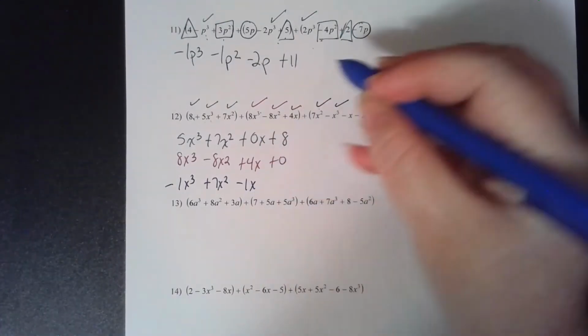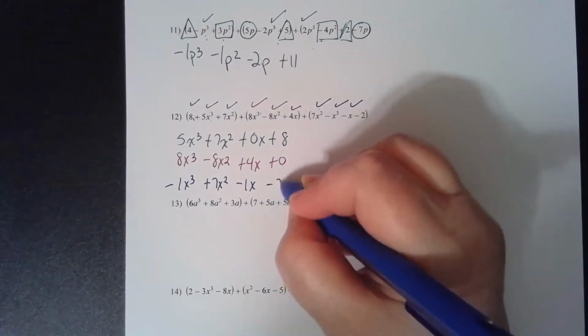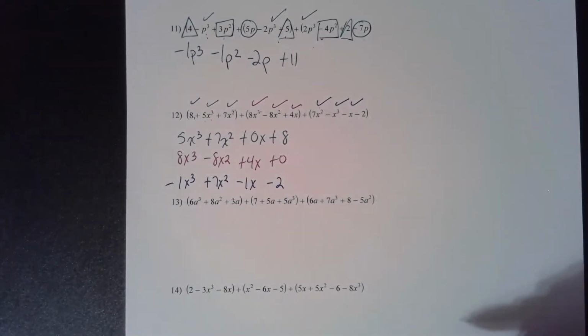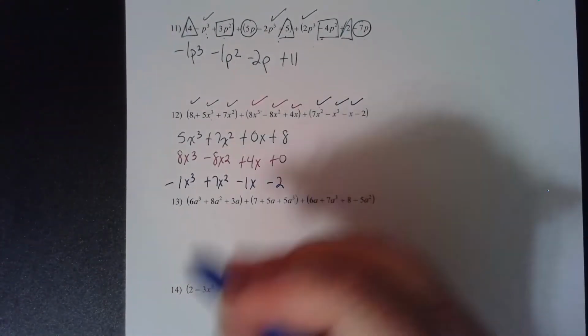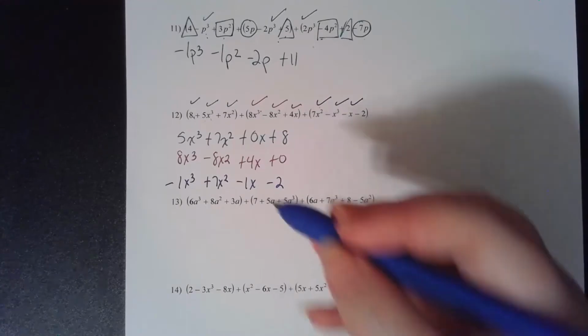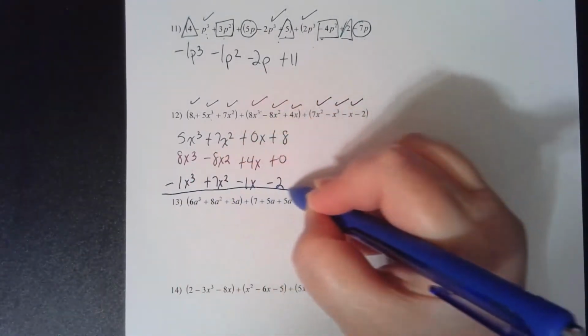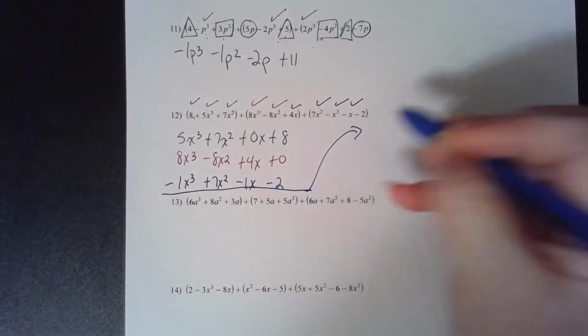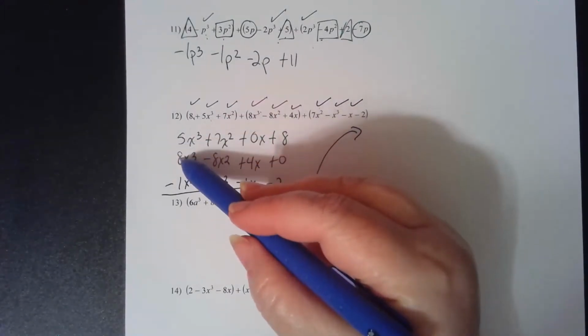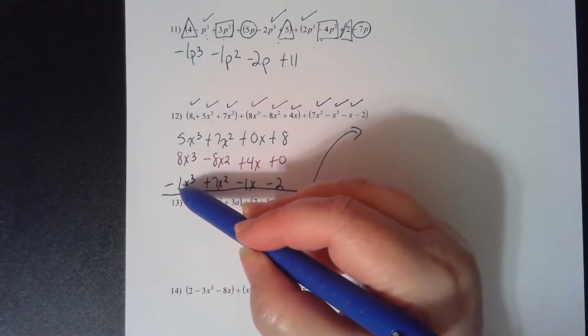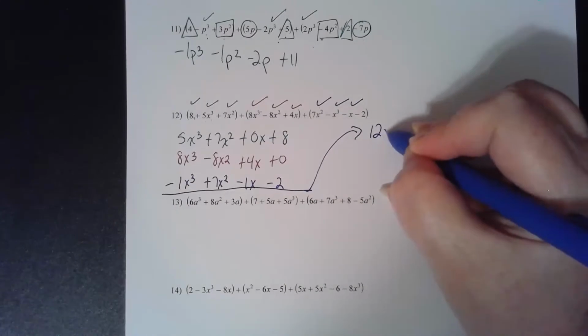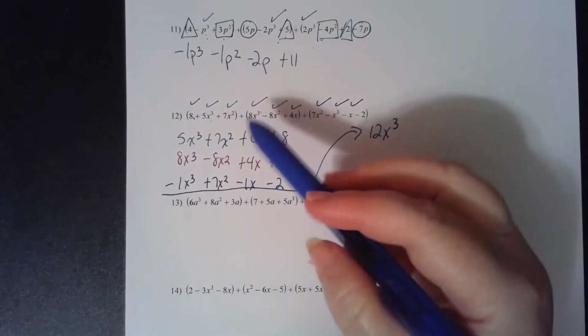Minus 1x minus 2. Now, if I had not written so big, I could do column addition right now, which is what I'm going to do. So I'm just going to draw a little line here, but we're going to write the answer right there. Okay, so 5 plus 8 is 13, minus 1 is going to give me 12. 12x cubed. Right.